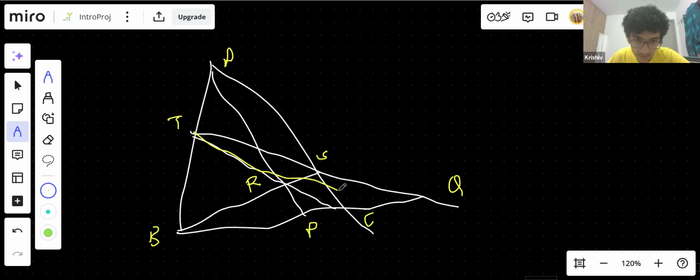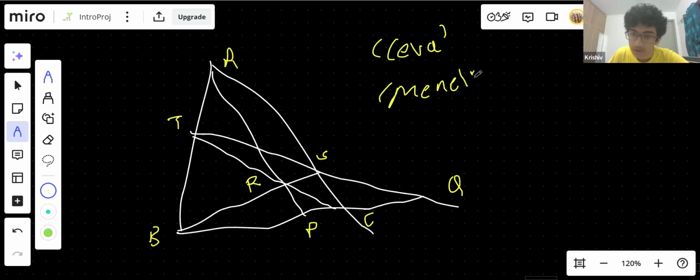Here what's happening is CT, BS, and AP are concurring at a point, which is reminiscent of Ceva's theorem. And then T, S, Q are collinear, where this is BS, CT, and Q. So this is reminiscent of Menelaus's theorem. So where can you see a harmonic bundle?